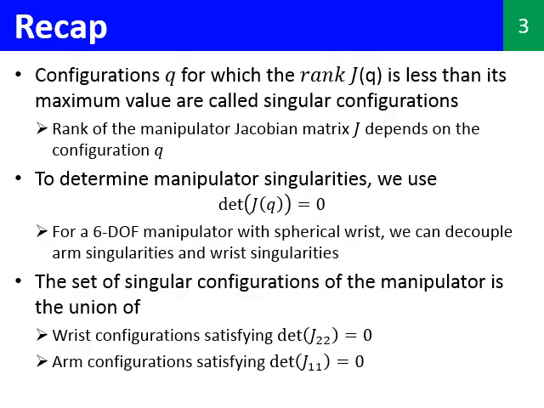We can determine manipulator singularities using the Jacobian matrix, that is, when the determinant of J equals 0, there we have a manipulator singularity. For a 6 degree of freedom manipulator that has a spherical wrist, we can decouple arm singularities and wrist singularities. Wrist singularities occur when determinant of J22 equals 0, whereas arm singularities occur when the determinant of J11 equals 0.